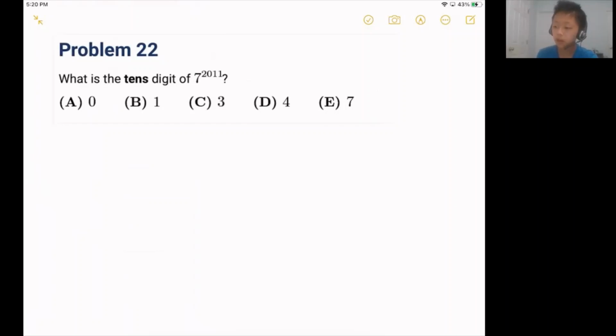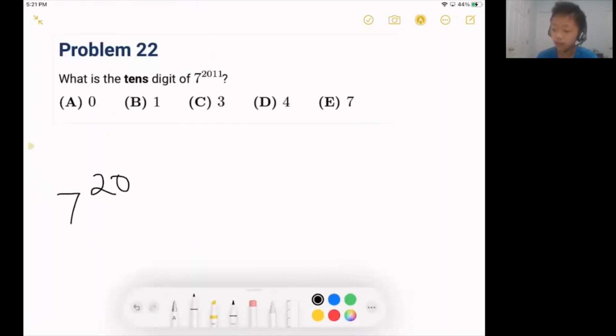So in this question, we want to find what is the tens digit of 7 to the power of 2011. A general theme for these kinds of questions is you see that you have the number 7 to the 2011 power. Now, 7 to the 2011 is going to be a really large number. Clearly you don't want to calculate this out and then see what the tens digit is. That would definitely not be the way to solve the problem.